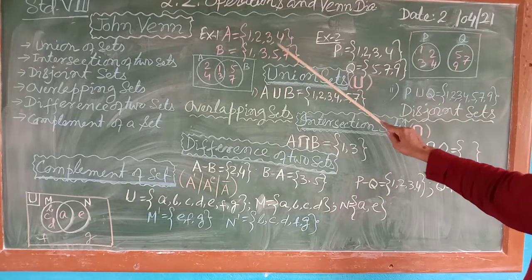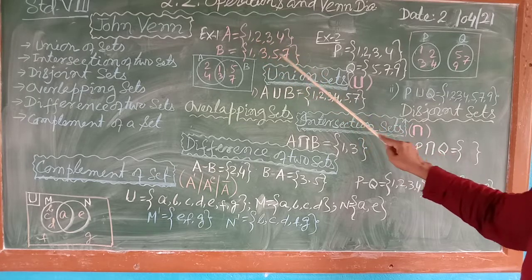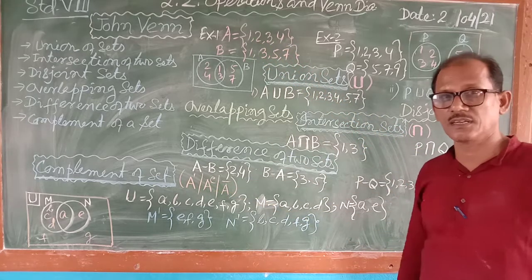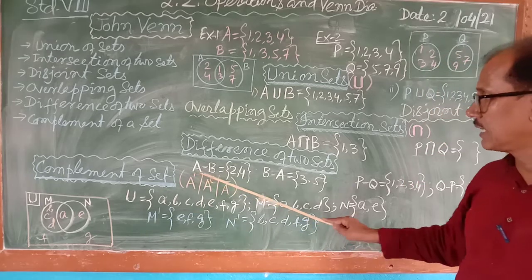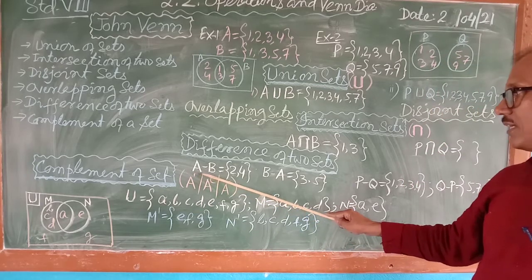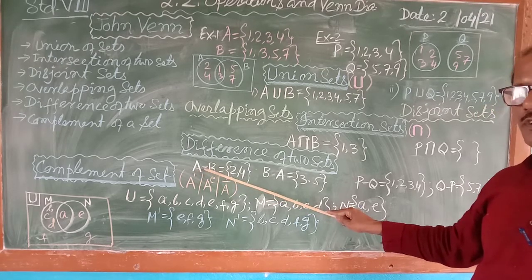Again I will take this example, A and B. A has this, B has this. Let me tell you once again, when you want to find the difference, A minus B will be the set. Here also the minus sign is used. A minus B is the set. Minus is the symbol for difference.